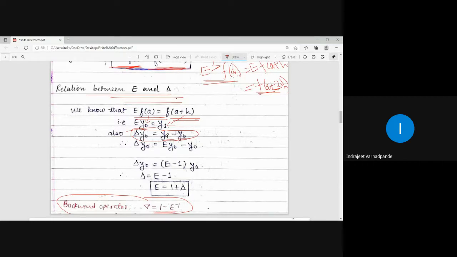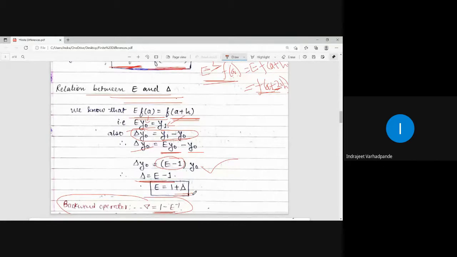So I replace y1 by E y0. So delta y0 is E y0 minus y0. y0 can be taken common, and the remaining is E minus 1. So delta represents E minus 1. That means E is equal to 1 plus delta.